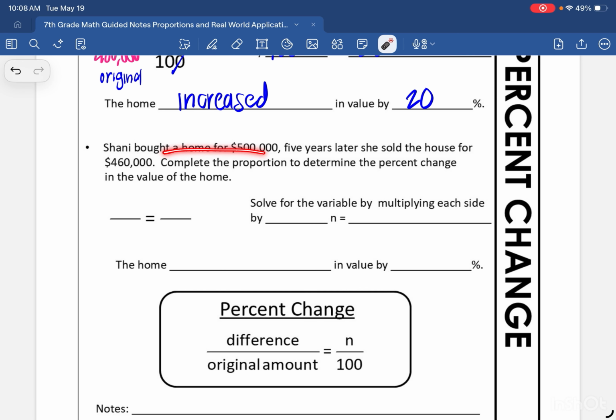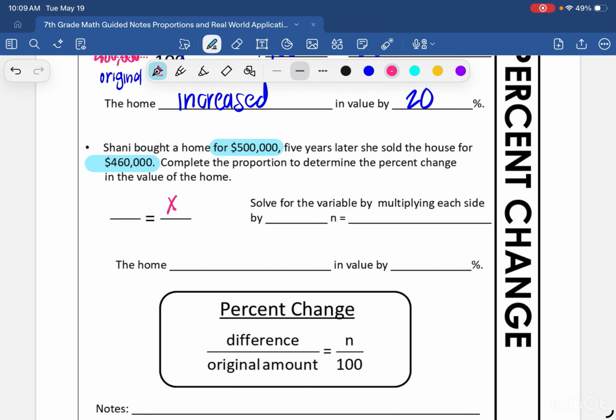Shawnee bought a home for $500,000. Let's mark that information. Five years later, she sold the house for $460,000. Complete the proportion to determine the percent change in the value of the home. I'm going to write my percent here. I'm trying to figure out by what percent it changed, so it's X over 100. The original cost of the home was $500,000, and it went from $500,000 to $460,000.